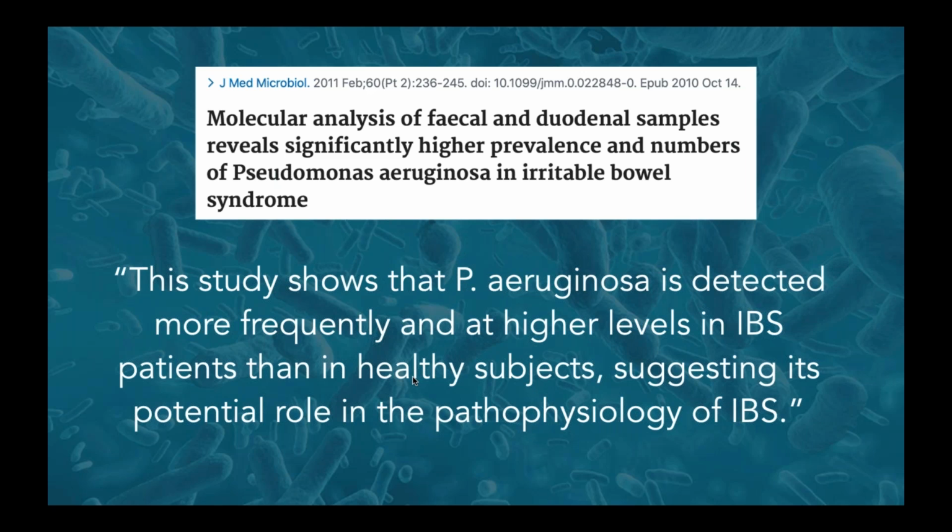So that's often related to SIBO as well. And they summarize the finding here where they say this study shows that Pseudomonas aeruginosa is detected more frequently and at higher levels in IBS patients than in healthy subjects, suggesting its potential role in the pathophysiology of IBS. So at that time, not as much was known, of course. This was published in 2011.